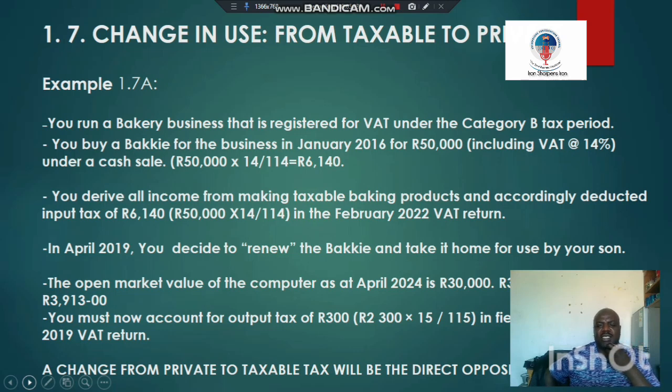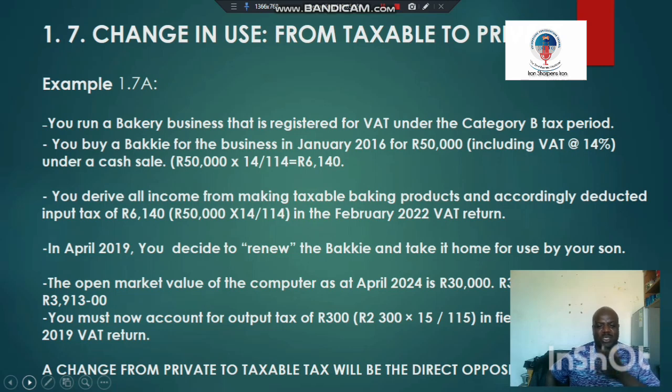This means that you would have claimed from SARS 6,140. That is the VAT amount included in 50,000. Take your calculator and say 50,000 by 14 divided by 114. You'll see that gives you 6,140. And whatever question, ask me in the comment section. Many people have a hard time doing that because they want to use 14 over 100. No, the VAT fraction is 14 over 114.